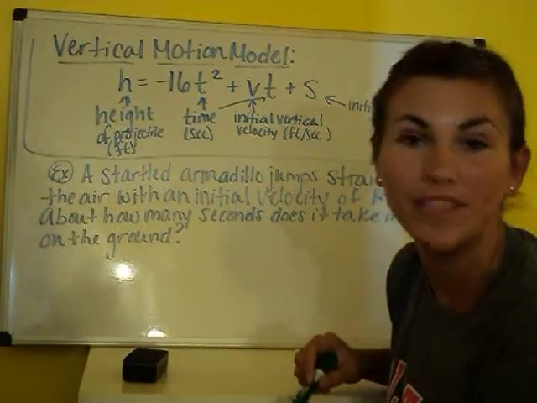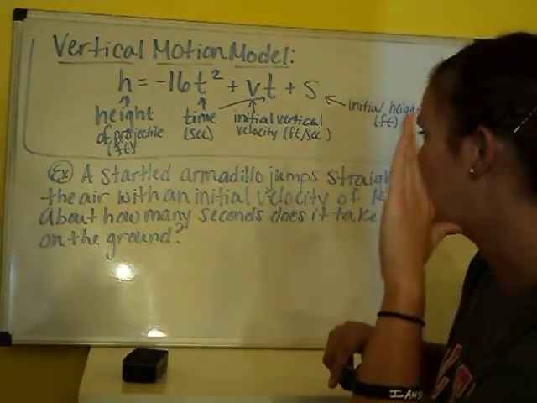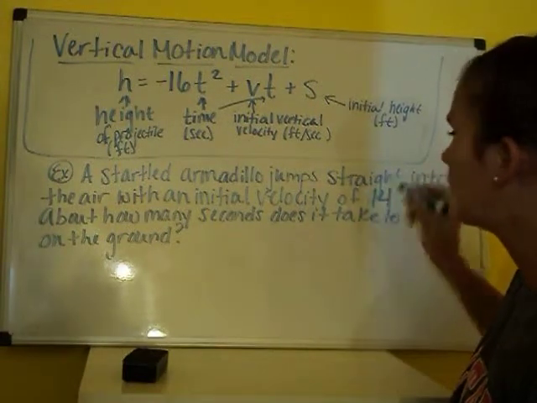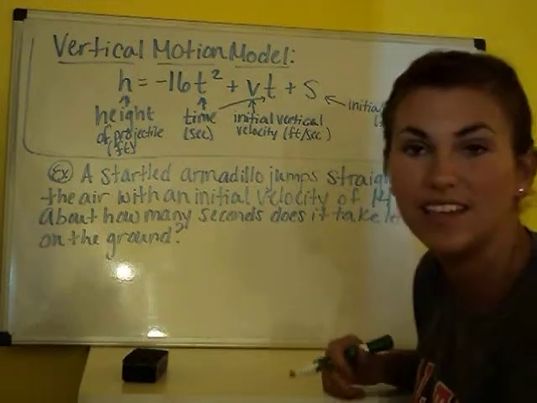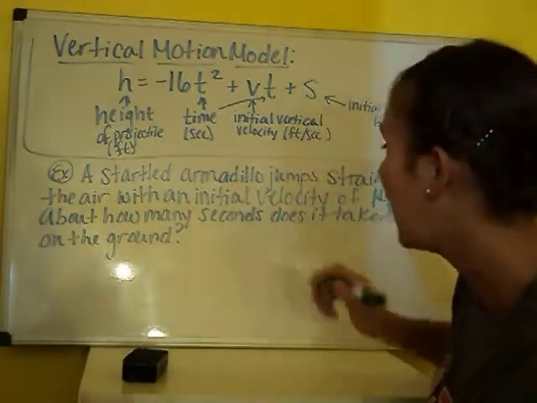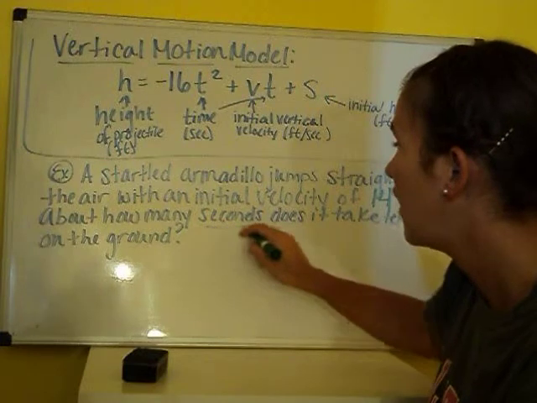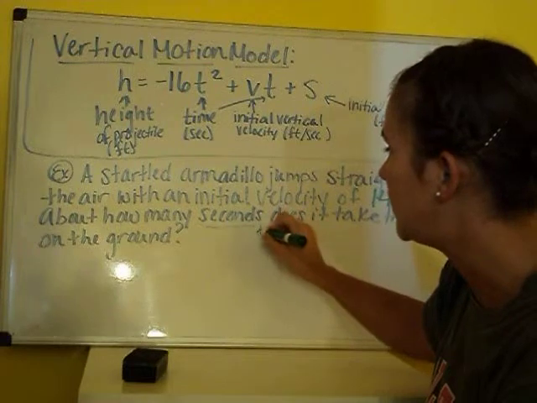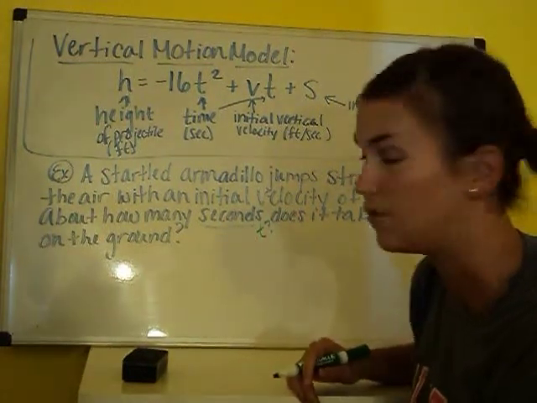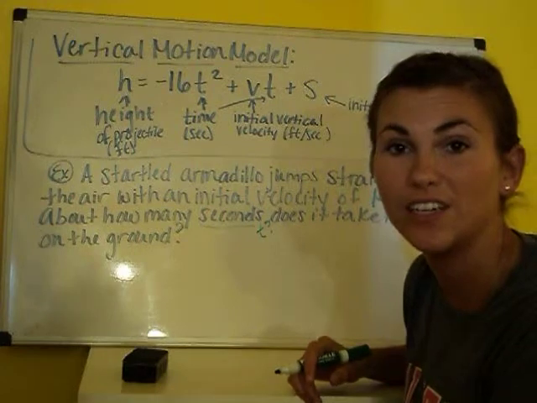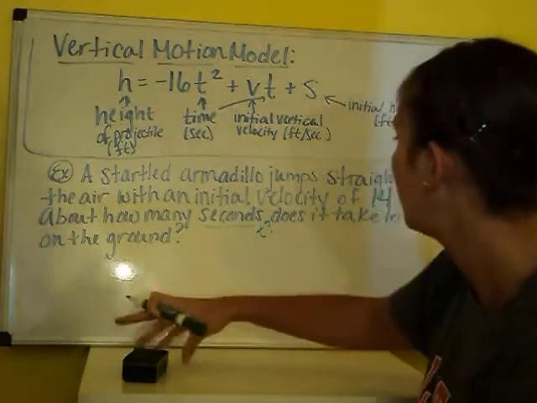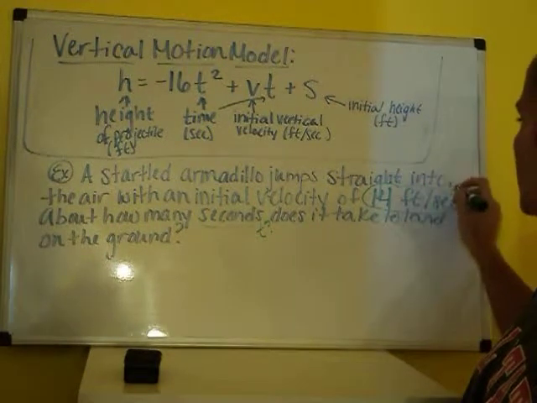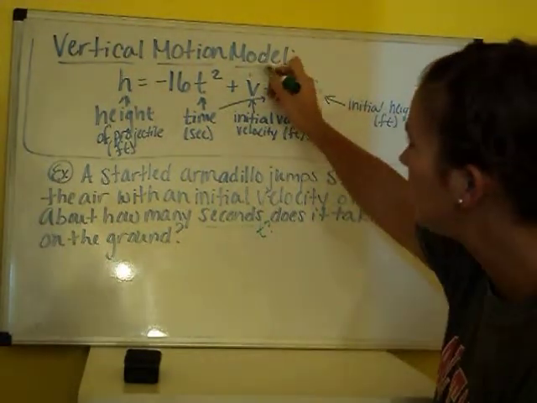A startled armadillo jumps straight into the air with an initial velocity of 14 feet per second. About how many seconds does it take to land on the ground? Okay, so about how many seconds? That tells us what we're solving for, which means in our problem we're going to be solving for t. We don't know what t is, we're going to be looking for that. Which means that the rest of the information is given to us in this problem. Here we have an initial velocity of 14 feet per second. That is our v. Okay, so check, we have our v.